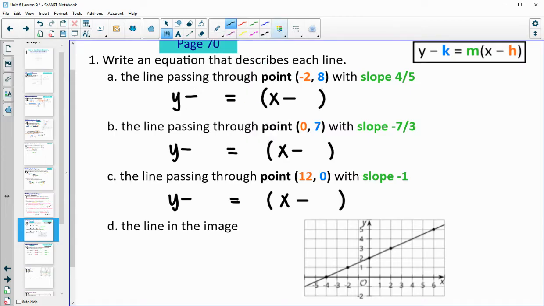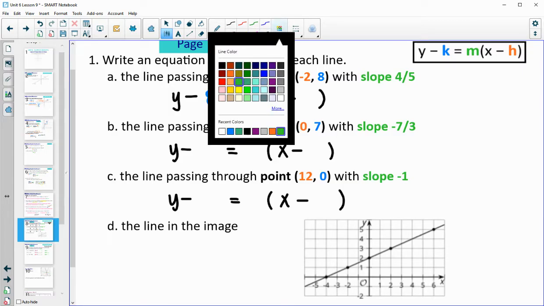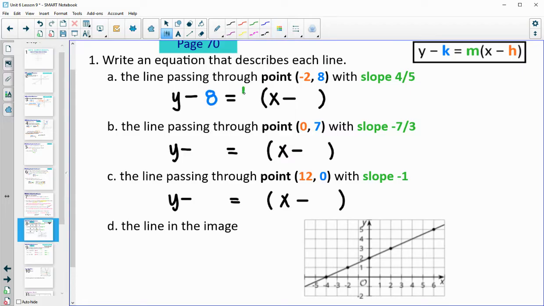So we always do y minus the y coordinate, and the y coordinate of the point that we know is 8. And then we will do equals the slope, so 4/5 times x minus the x coordinate. So remember, this is minus, and you can do -2 like this, or minus a minus. I like to do my -2 like this, where I put -2. So now I know that that's x plus 2.